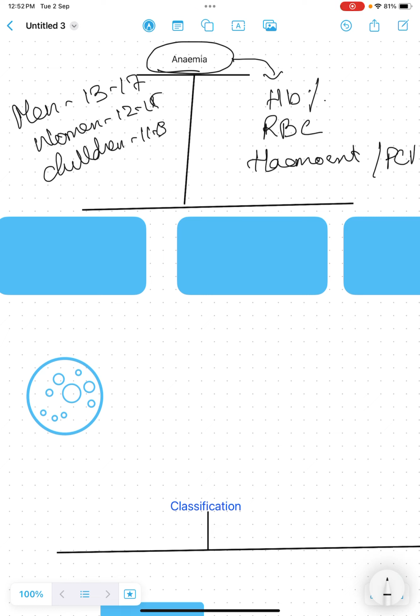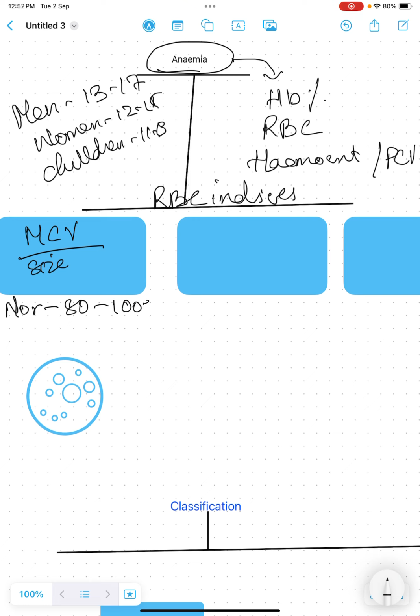First, before defining and classifying the types, I would like to discuss the RBC indices. The first one is MCV. What is MCV? MCV denotes the size of the red cell. The normal range is 80 to 100. If it is below 80, it is known as microcytosis. If it is above 100, it is known as macrocytic.